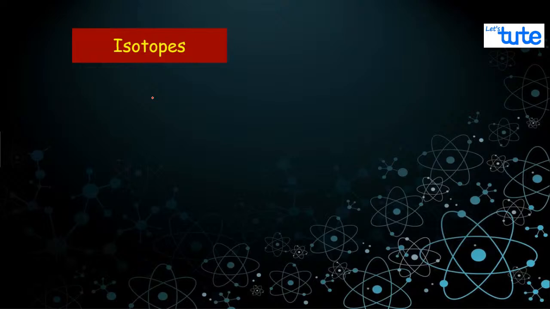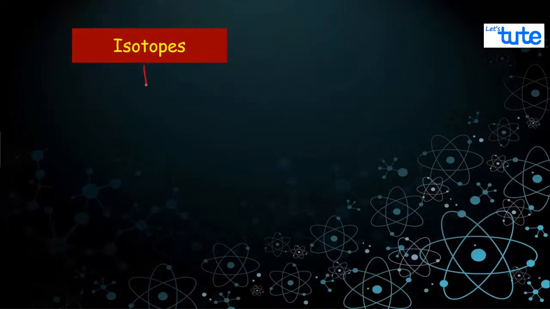Let's move to what are isotopes. This is actually very, very important. But before understanding this, let's try to break this word down. This word is derived from a Greek word. The words isotope and isobars are the two words which are derived from Greek words. So let us try to understand what isotope means.